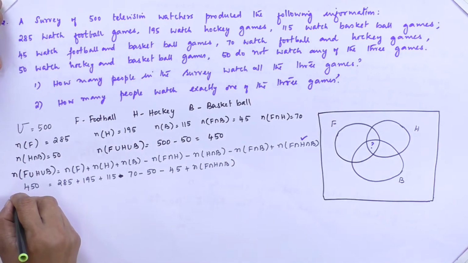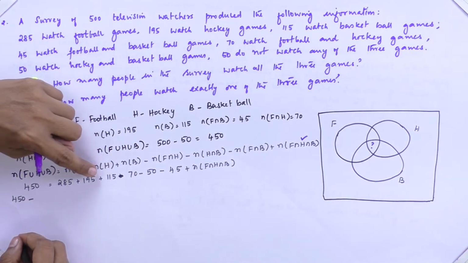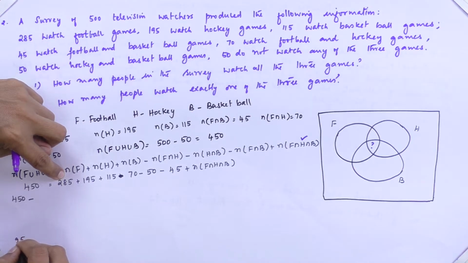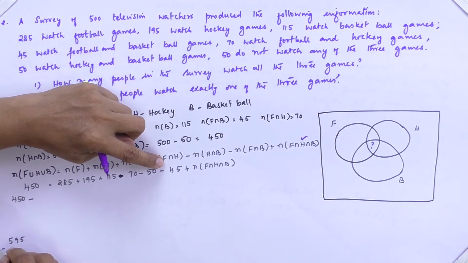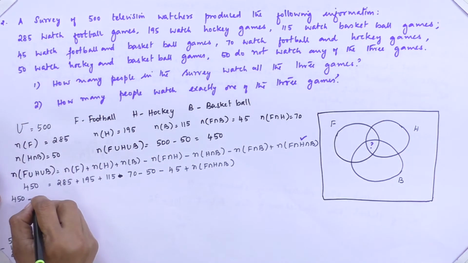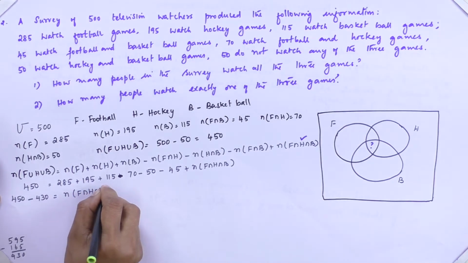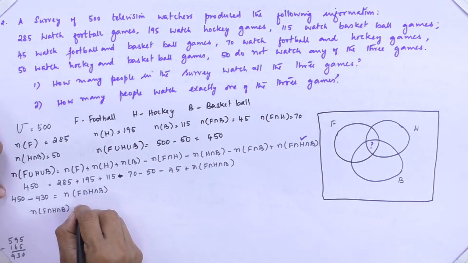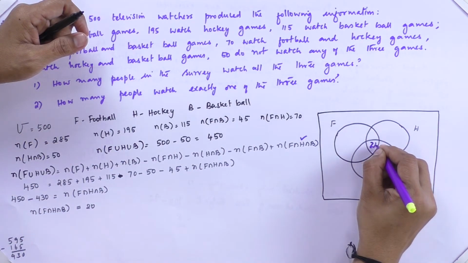So 285 plus 195 plus 115 is 595, minus 165, which gives 430. When that comes to this side, it will be 450 minus 430 is equal to N of F intersection H intersection B. So the intersection of all the 3 games, that is the number of persons in the survey who watch all the 3 games, is 20.